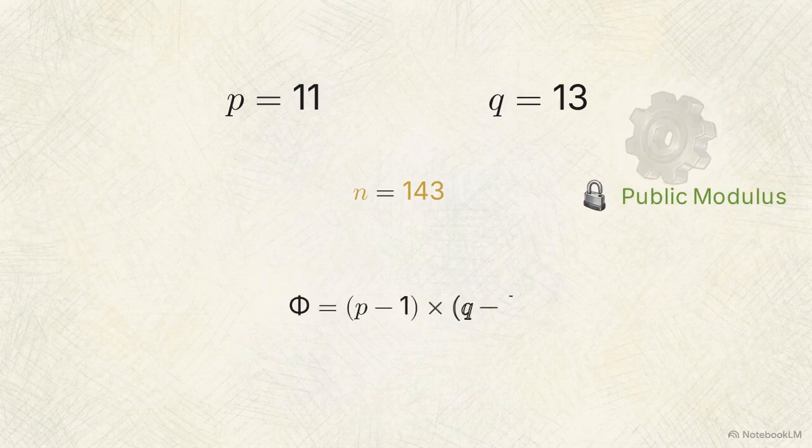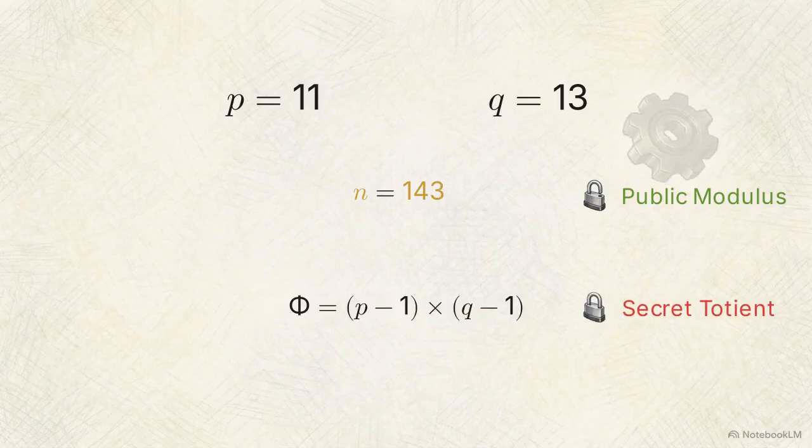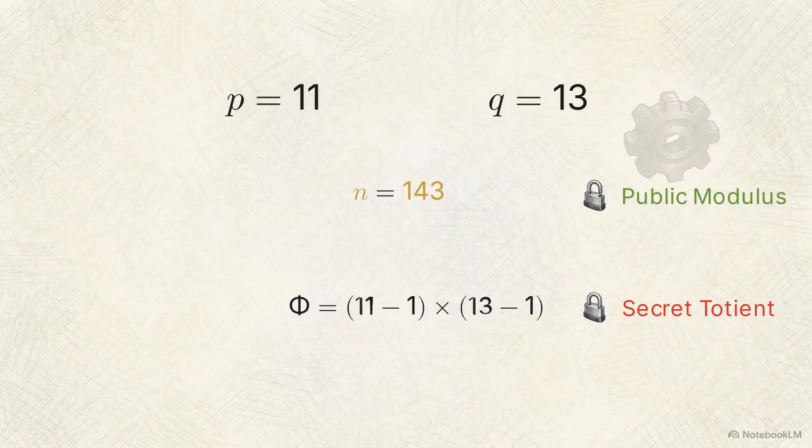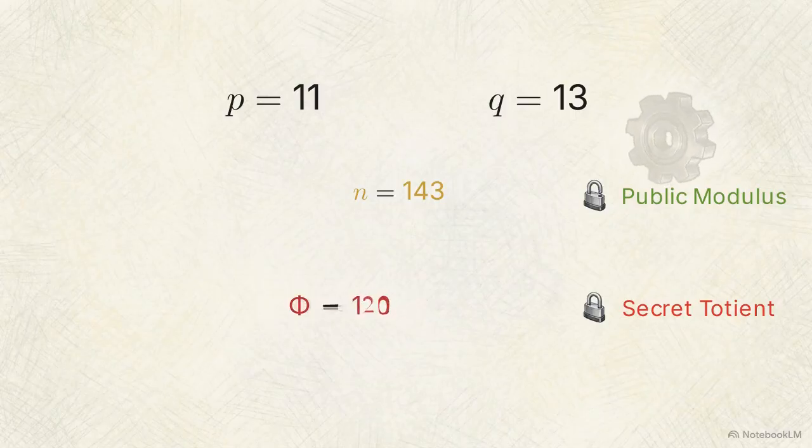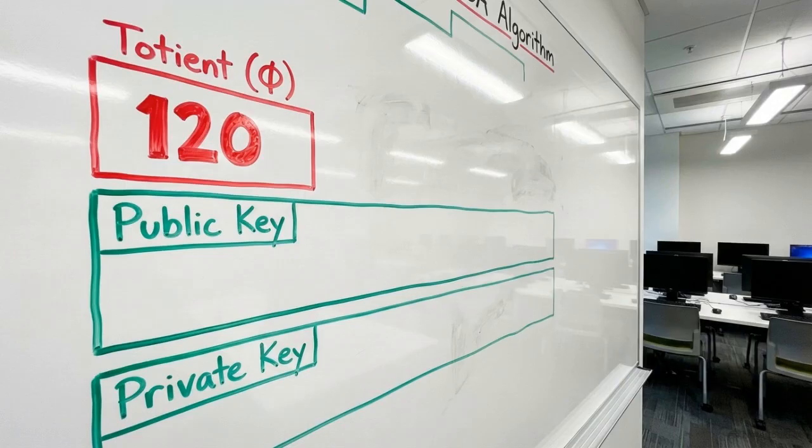Next, we calculate Euler's totient function, represented by phi. This is an essential secret value used to determine the keys. By subtracting 1 from each prime and multiplying them, 10 times 12, we reveal a totient of 120. This secret totient value establishes the mathematical boundaries required to generate the public and private keys.